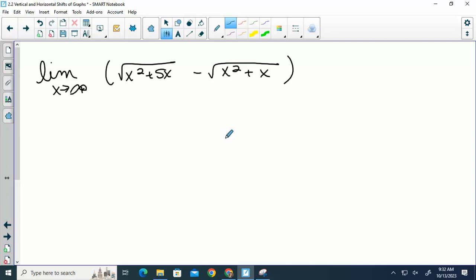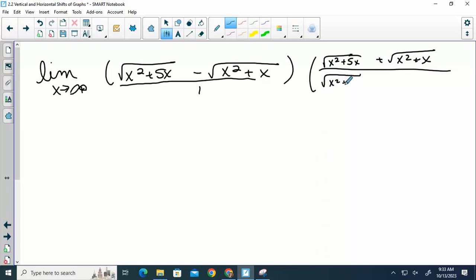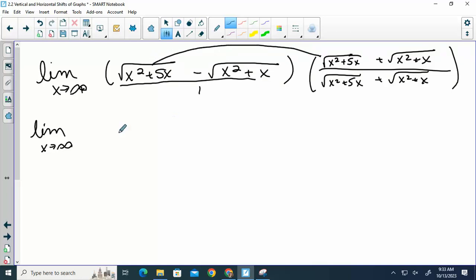So what is our strategy? Conjugate. So I'm going to say this is over 1. I'm going to multiply by the square root of x squared plus 5x plus the square root of x squared plus x. Question. So when I multiply these and I FOIL, when you take two square roots times each other, what happens? So I just get x squared plus 5x. Because they're conjugates, we know outside and inside cancels. Minus the x squared plus x.